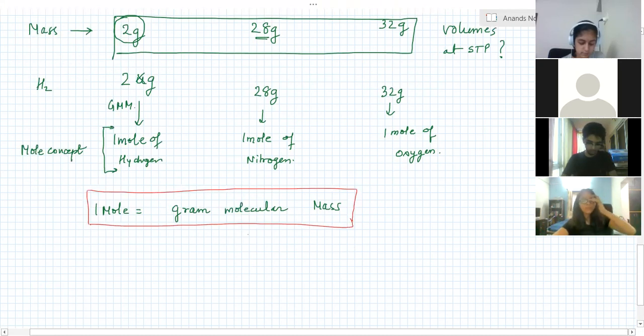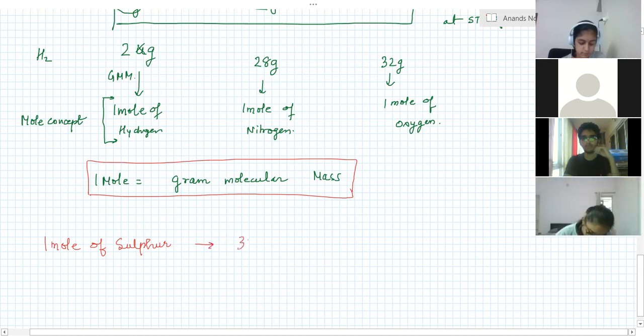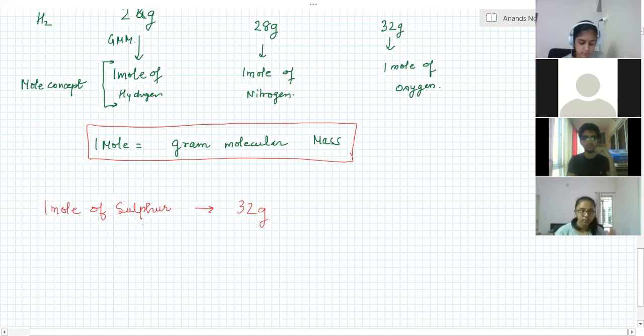So can you tell me what is 1 mole of sulfur, Aditi? I'm not sure, sir. So you have to find out what is the atomic mass of sulfur. Atomic, because sulfur we say will exist as an atom. It is 32. You put G, 32 grams. So 32 grams of sulfur is called 1 mole of sulfur. Are you getting this, Shreya?